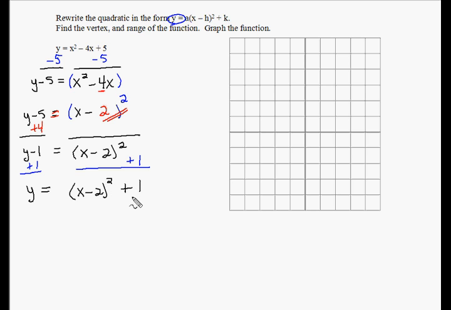So from this we can read off our vertex. Our vertex is the point found inside here with x. It's a negative 2, so I use a positive 2. And the number on the outside, use it as it is, a positive 1.